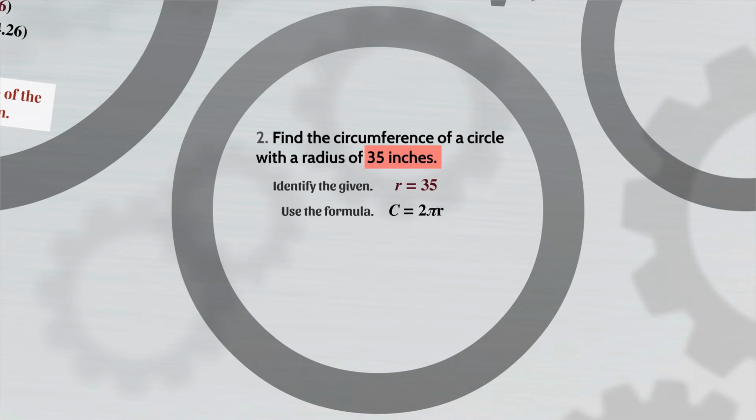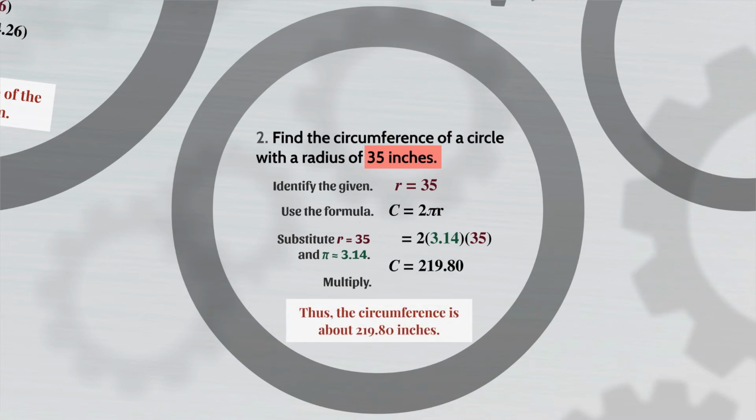Just like the previous example, we'll substitute the values. Substitute r is equal to 35 and pi is about 3.14. Now we have 2 times 3.14 times 35. Multiplying gives us 219.80. Thus, the circumference is about 219.80 inches.